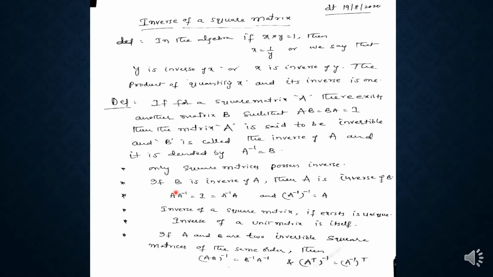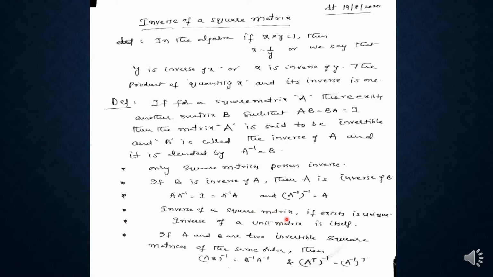Second point is, if B is the inverse of A, then A is the inverse of B. That is, A into A inverse, the matrix and its inverse. The inverse can be written as A to the power of minus 1. A into A inverse is equal to I, the unit matrix, that is equal to A inverse into A, the inverse matrix and the matrix. If the product of the matrix and its inverse is equal to I, and the inverse matrix and its original matrix, A inverse A is equal to I, and A inverse whole inverse is equal to A.